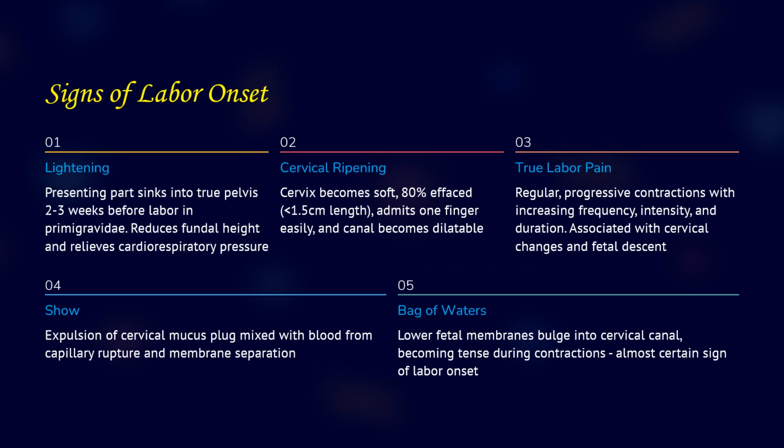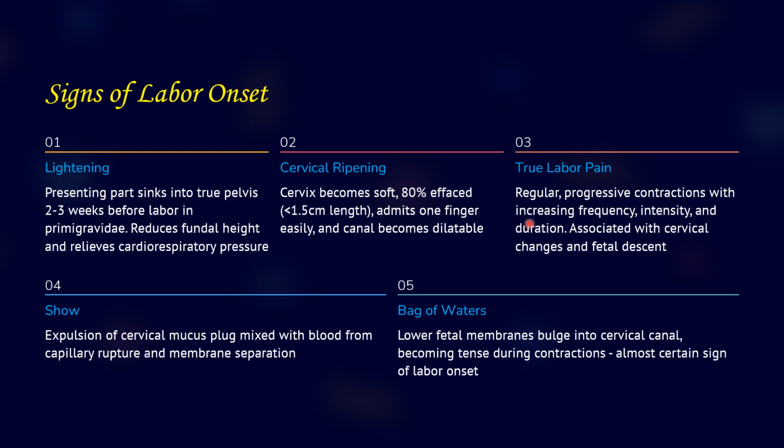Okay, now let's see what the signs of labor onset are. The first is lightening. After 36 weeks of gestation, the presenting part settles into the true pelvis, and in a primigravida this happens 2 to 3 weeks before labor. Number two, there is cervical ripening, where the cervix becomes soft, and there is 80% effacement, hence it admits one finger easily.